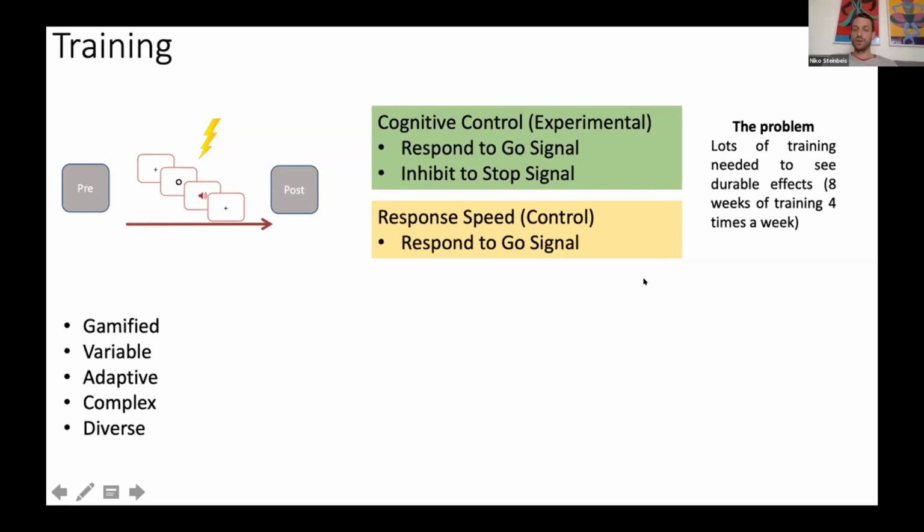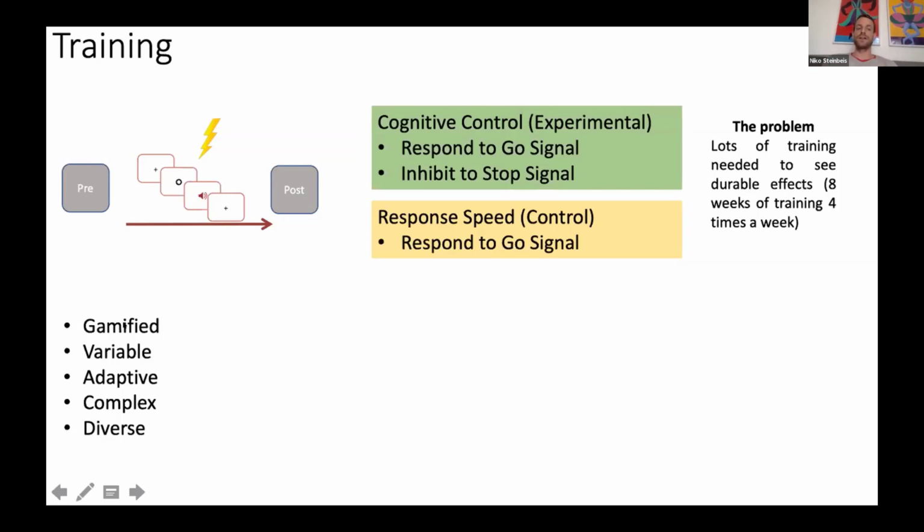Now, one of the core challenges in all of this is that we need lots and lots of training to see durable effects. So we designed a training that lasted 8 weeks in total, where our participants were asked to train 4 times a week. And to make sure that they actually do this training, we had to implement a couple of features. And again, that's where the creativity of Cauldron came in.